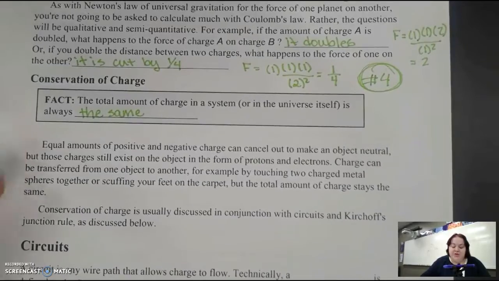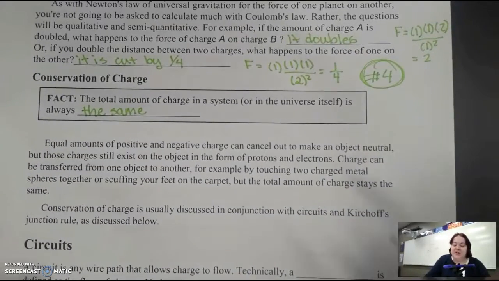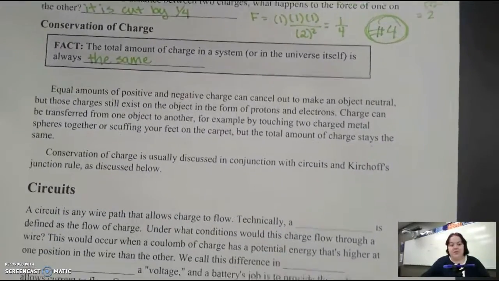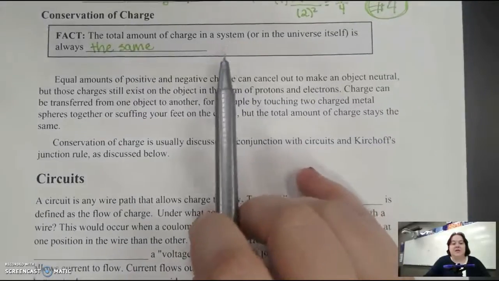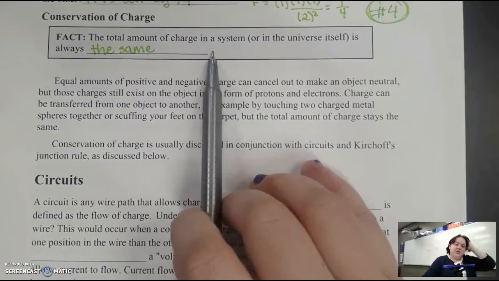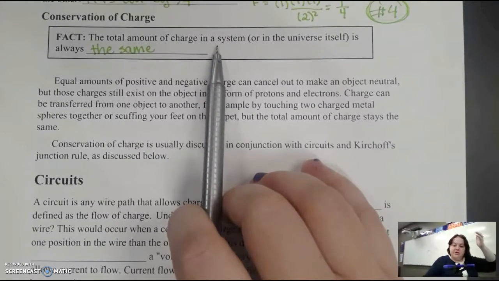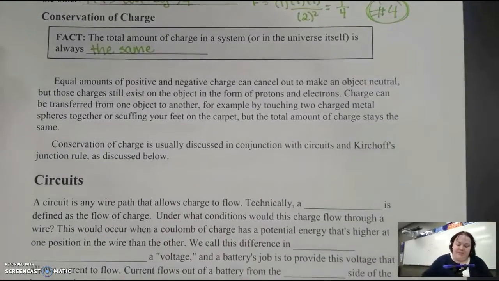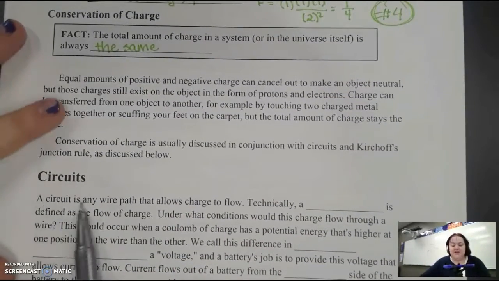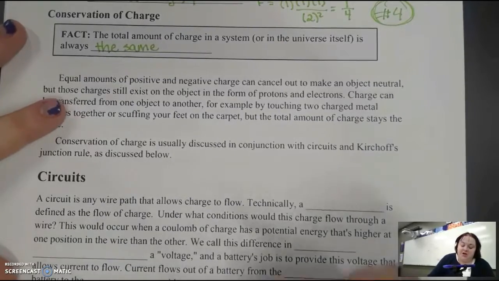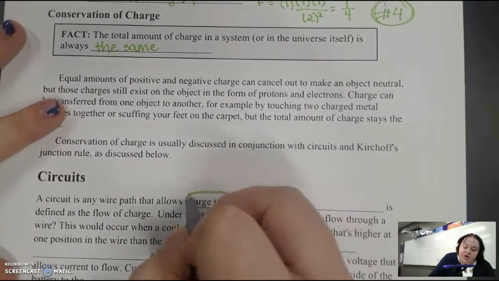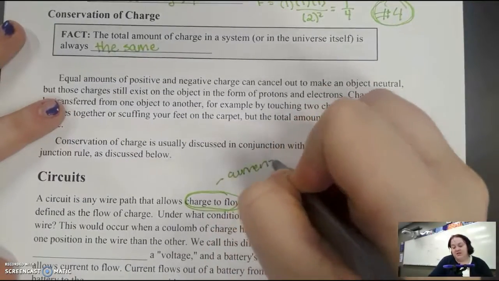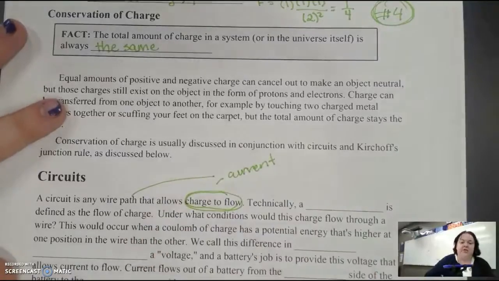Conservation of charge is usually discussed in conjunction with circuits and Kirchhoff's junction rule, which is discussed below. So if you're ever presented with a situation where it looks like charge is being created or destroyed or changing, somehow it's not. Reject that. Circuits. A circuit is any wire path that allows charge to flow. So flow of charge is super important here. That's current. And a circuit is a path for current.